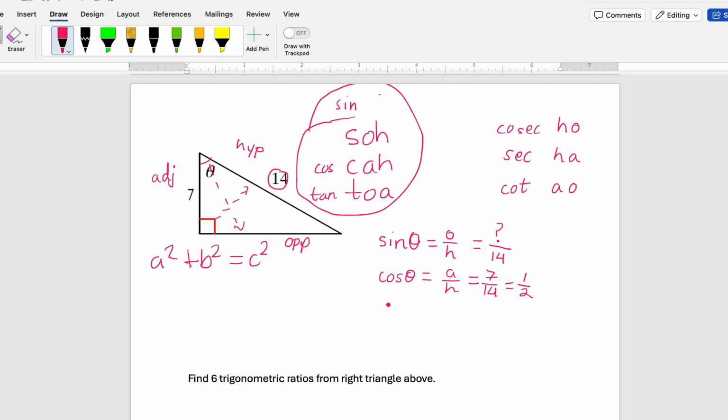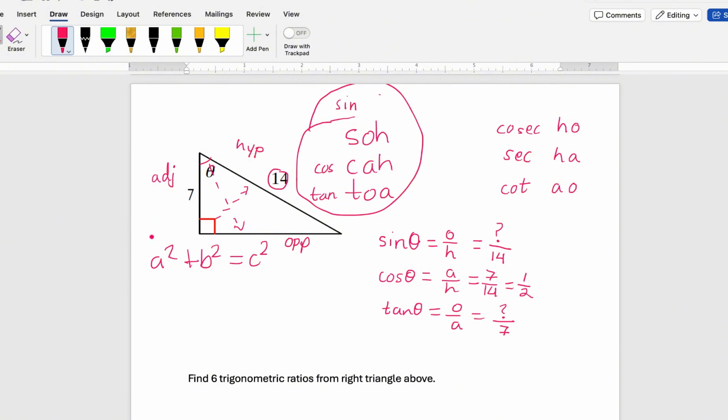Let's find the tangent. Tangent is opposite over adjacent, and again my opposite is not given, so it's missing, and then adjacent is 7. Since it's missing, we need to go and find it. The only way to find the third side, if two sides are given to me, is the Pythagorean theorem.